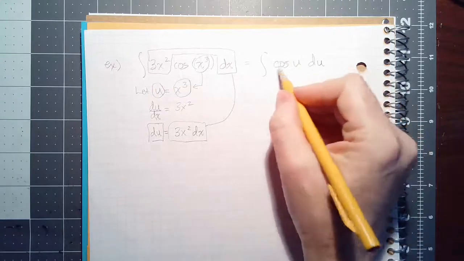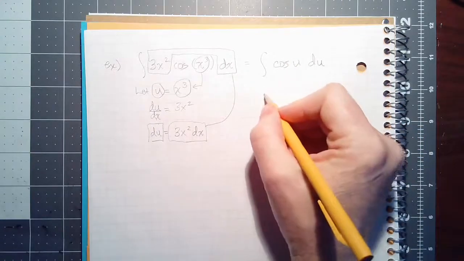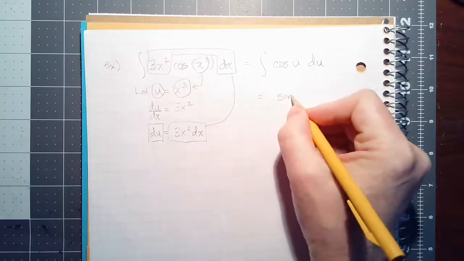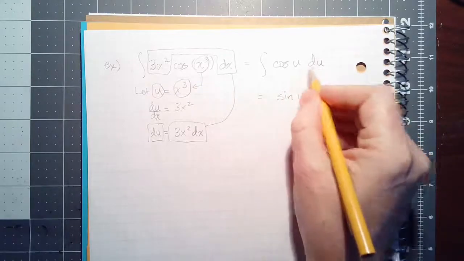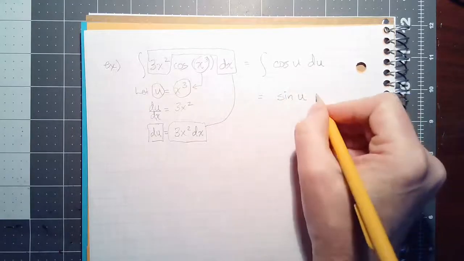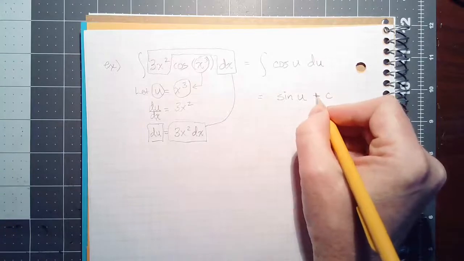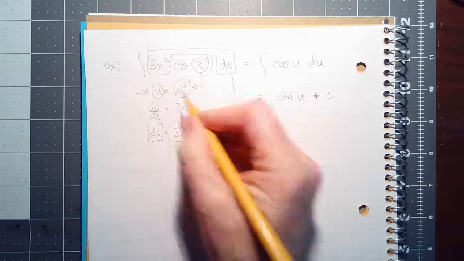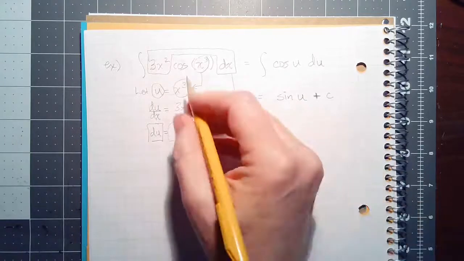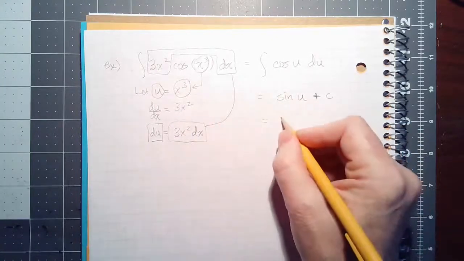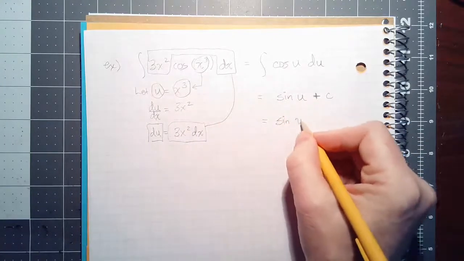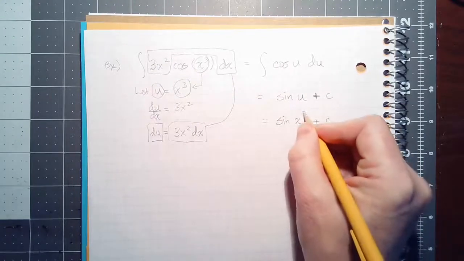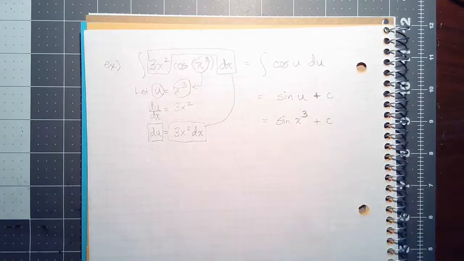So the integral or antiderivative of just a cosine is a sine. And now our variable is u, so we have a u there. Of course, we have our plus c. And then we just want to return the u to its original x type function, which was x cubed. So we can see that the sine of x cubed plus c is our antiderivative or our integral here.